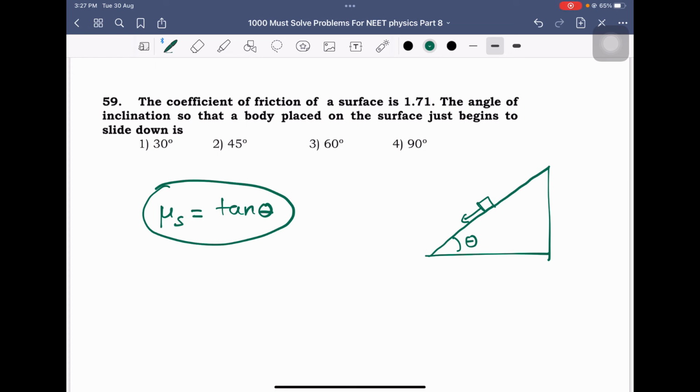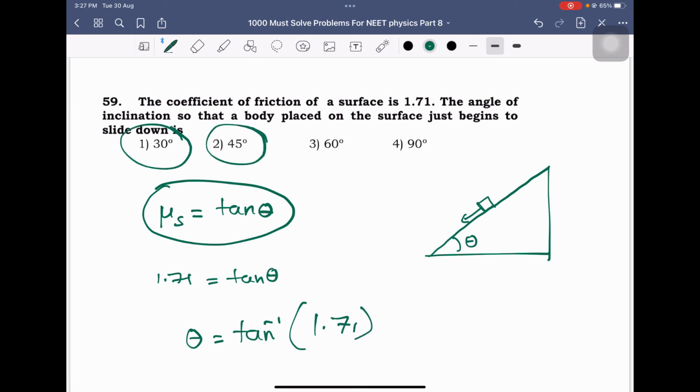So mu s is given as 1.71, equal to tan theta, or theta is equal to tan inverse of 1.71. We know that tan 45 is equal to 1, tan 30 is 1 by root 3, tan 90 is infinity. So the answer should be tan 60 degrees, because tan 60 degrees is root 3, and root 3 is approximately 1.7. So the third option is correct.